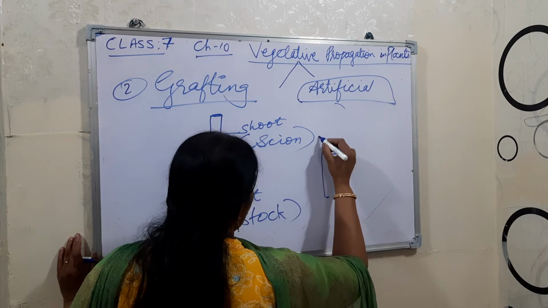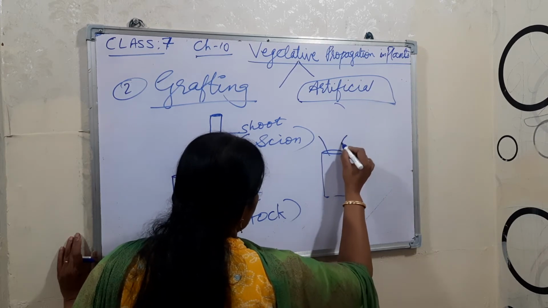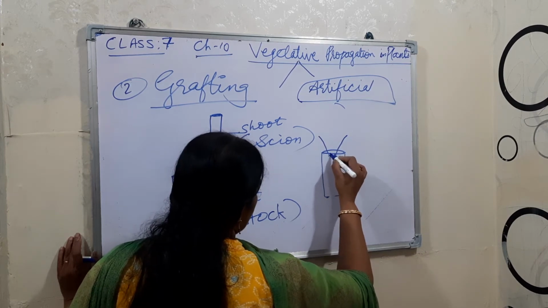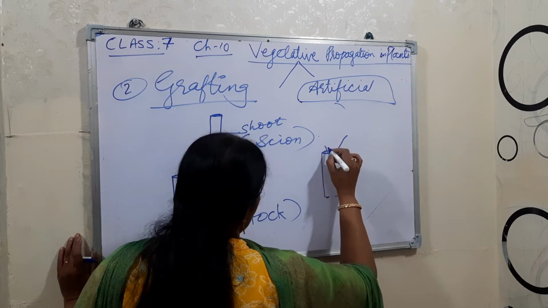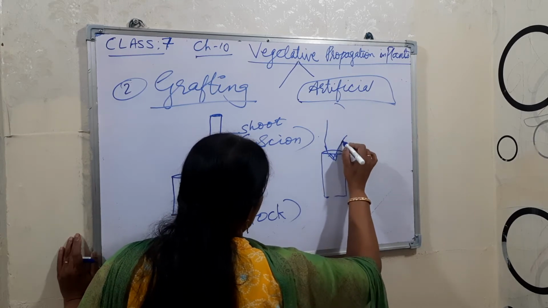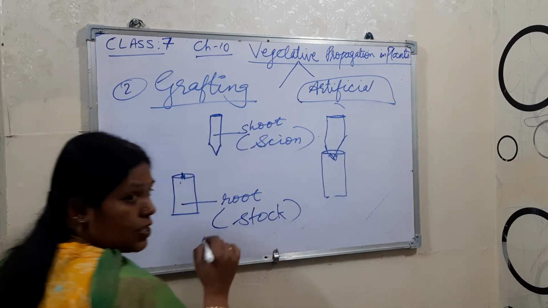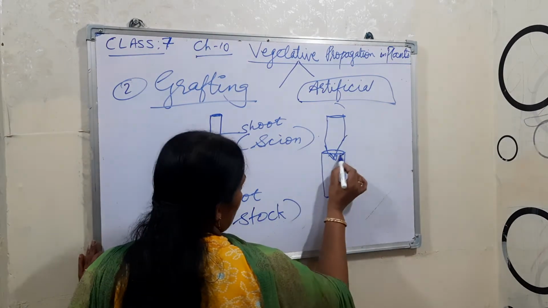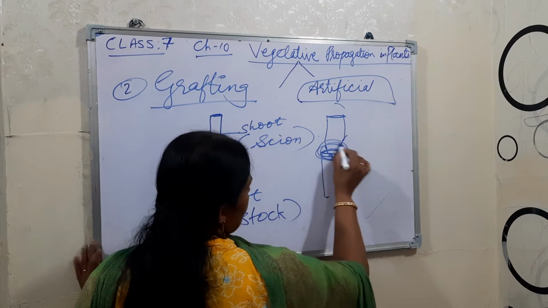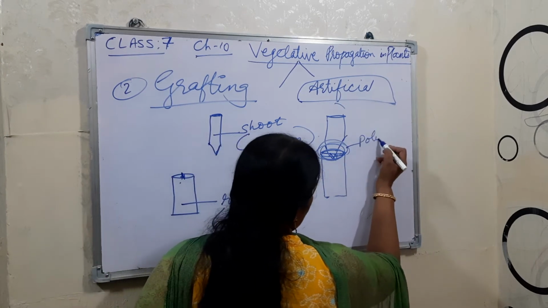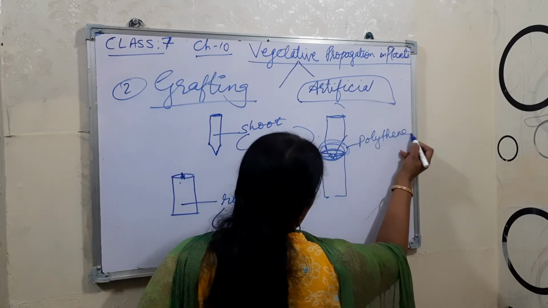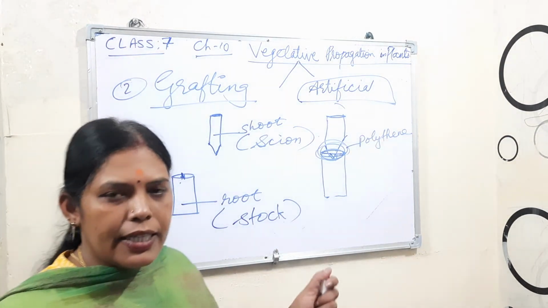So this portion you inserted here, right? Inserted like this, then that grows in this way. Okay, and afterwards what you have to do is tie this portion with polythene. If you are tying with the polythene tightly, then leave it.